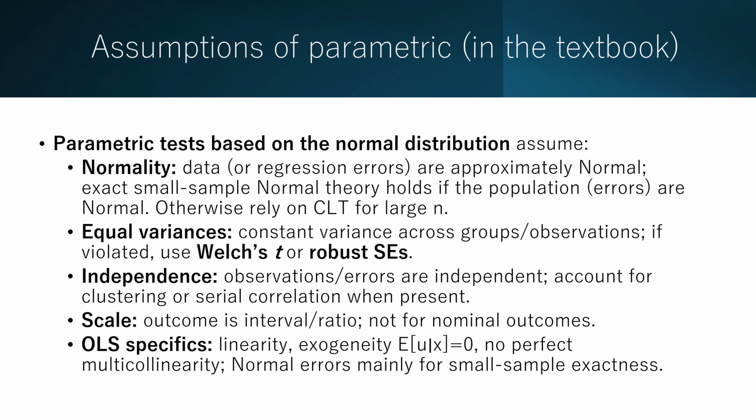Okay, before we use parametric tests, let's check the basics of the parametric test. First is the normality. The data should be roughly normal. With large samples, the sampling distribution of the mean is close to normal by the CLT. And equal variance. Equal variance is the homoscedasticity. Group variance should be similar. If not, we need to use a Welch's T or robust standard errors.